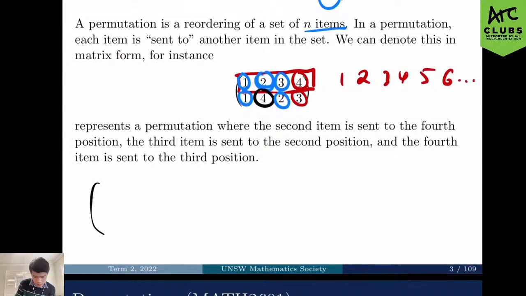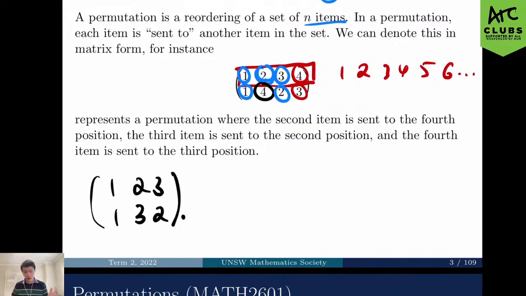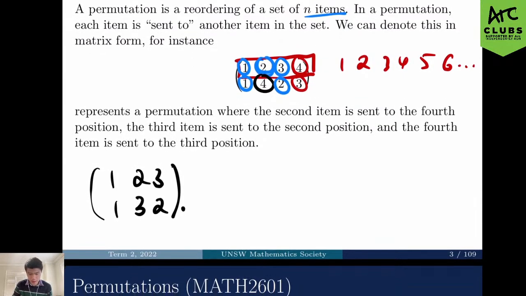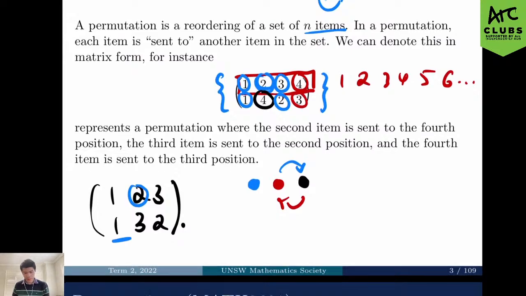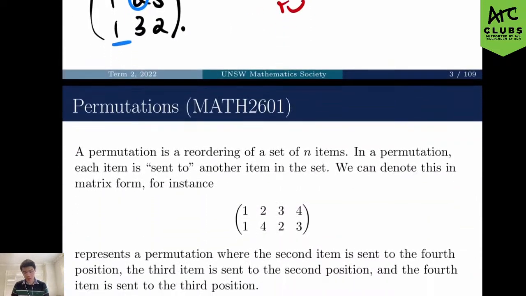Maybe just another example, something like this: 1, 2, 3 on top, and 1, 3, 2 below. So in this permutation, we've got 3 objects. The first object stays in the same place, but the second object moves to the 3rd position, and the third object moves to the 2nd position. So basically what's happening is we're swapping item number 2 and item number 3. So that's just a nice way of writing permutations. Yeah, so that's our introduction.